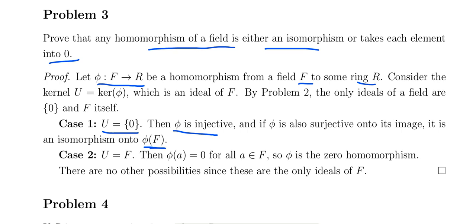In the case U equal to F, pi of A equals 0 for all A belongs to F, then pi is the zero homomorphism. There are no other possibilities, because these are the only ideals of F. So only these two possibilities. Therefore, a homomorphism of a field is either an isomorphism or takes each value into 0.